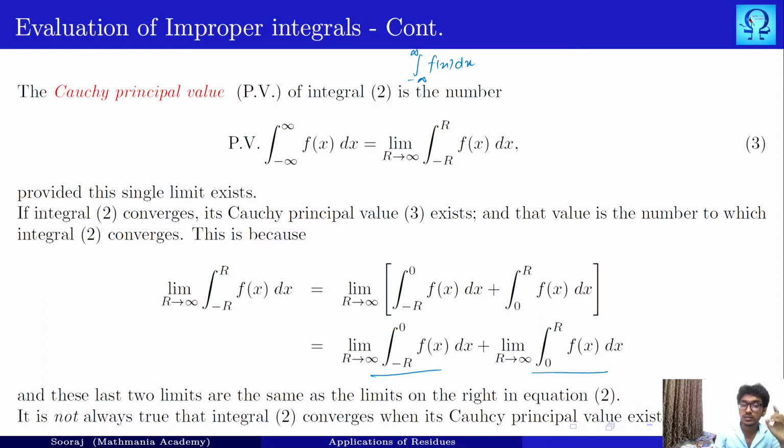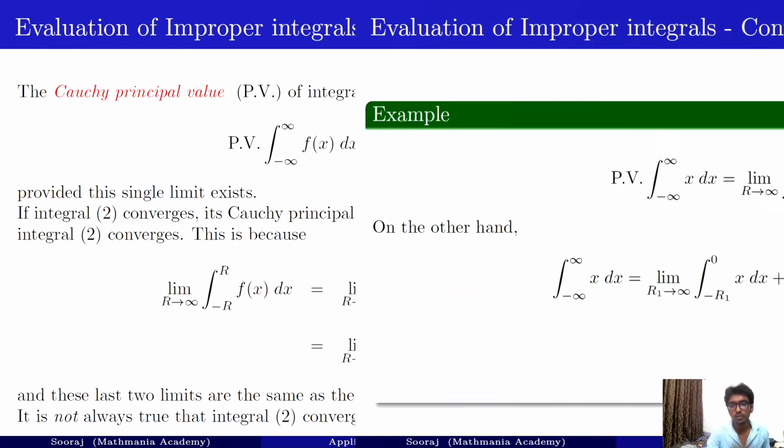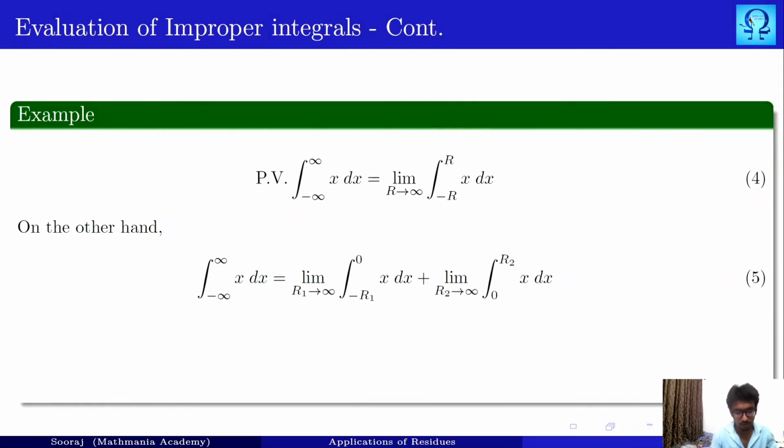Okay, it is not always necessary that if the Cauchy principal value exists, then the integral has to converge. It is not so. If the integral converges, then the Cauchy principal value will exist and is the same thing. But the converse need not be true. So for which let us do a problem now.